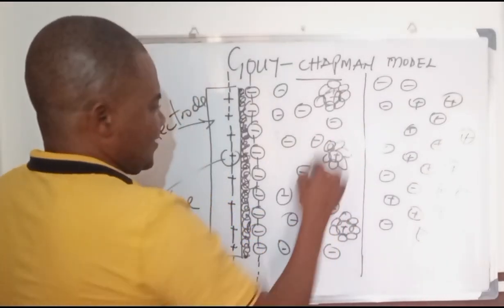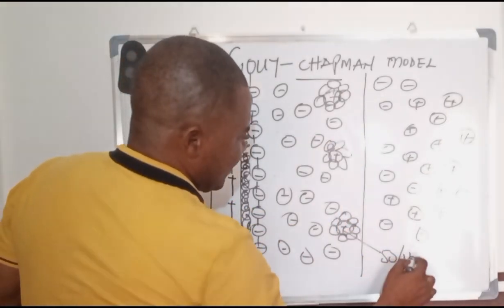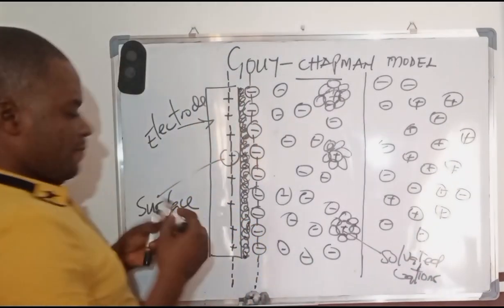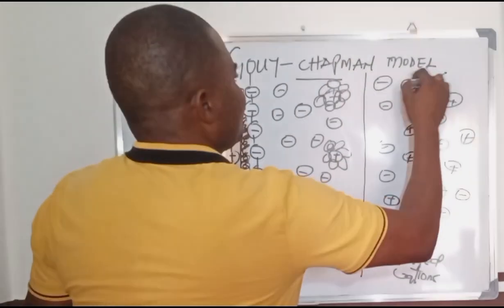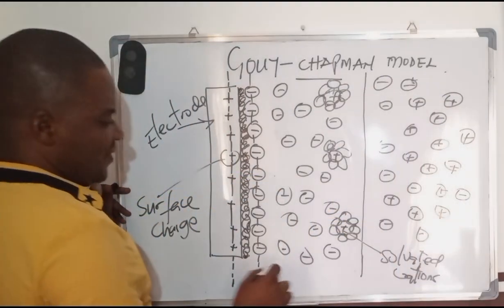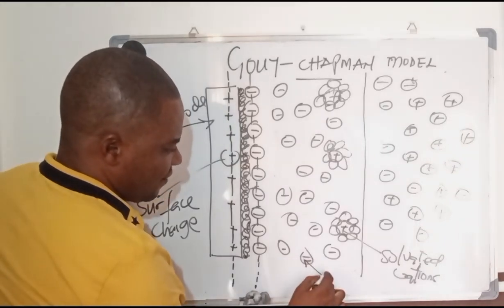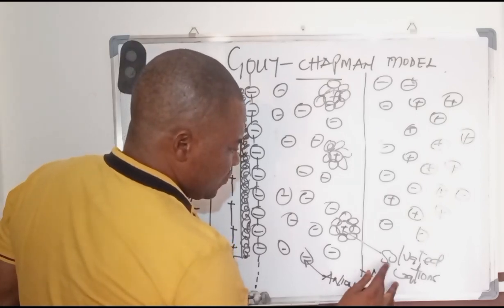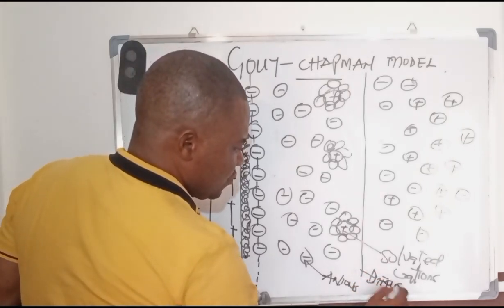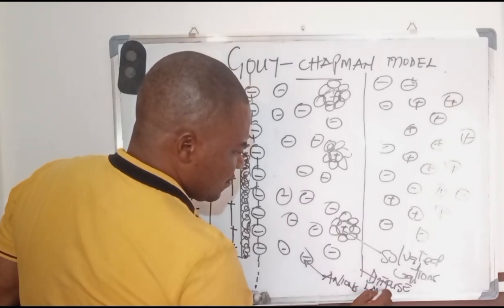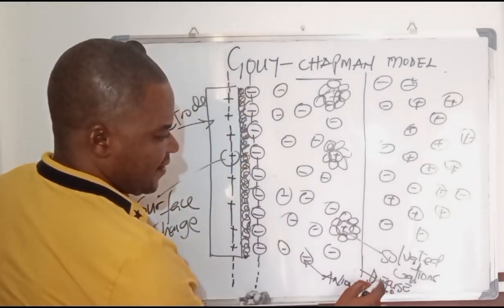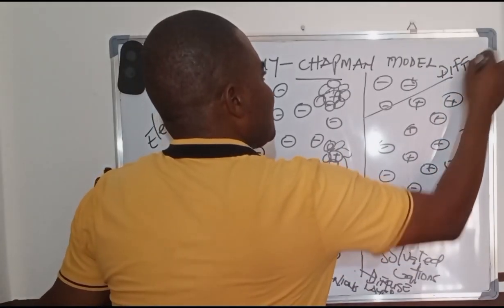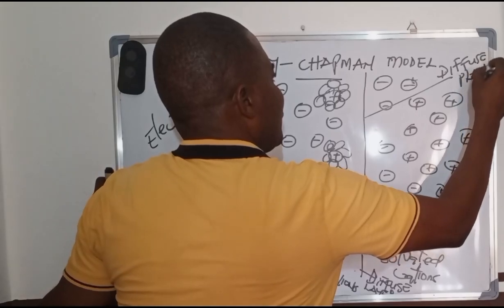Okay, so these are our solvated cations. This is our anions. This is the diffused layer. This line here is the diffused layer. Let me write it here. This is the diffused plane, or you call it the diffused layer.